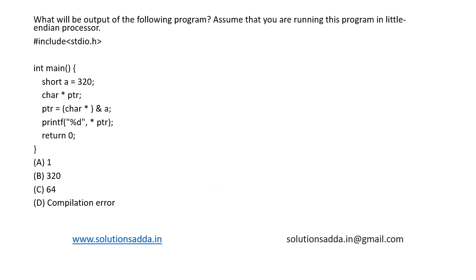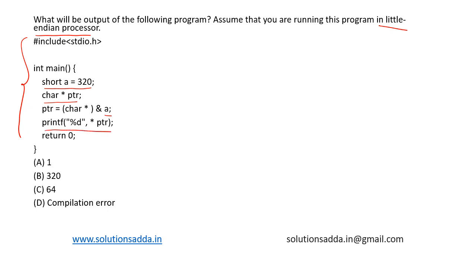This is a question from C programming. What will be the output of the following program? We assume that this program is running on a little endian machine. And we are given short A is equal to 320, a character pointer, and we are trying to make this character pointer point towards this short variable named A. We are trying to print out the value.